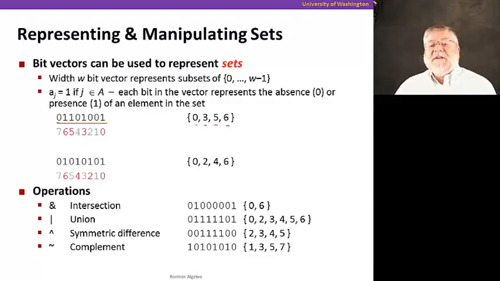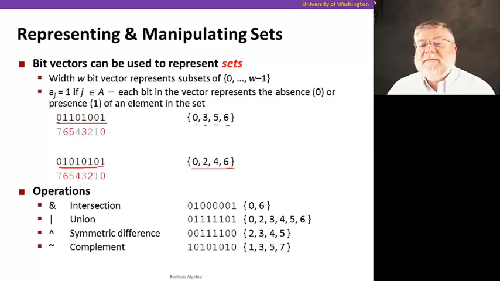Okay? Here's another example, slightly different set, 0, 2, 4, 6. Okay, so you kind of get the hang of how we could represent a set using a bit vector. And now our operators, our bitwise operators, are pretty interesting. The AND can be viewed as set intersection, because it will only be true if the element is in both sets. So if we AND these two bit vectors together, we would get this result, which says that 0 and 6 are elements of the intersection.